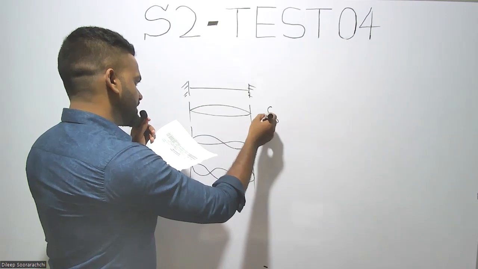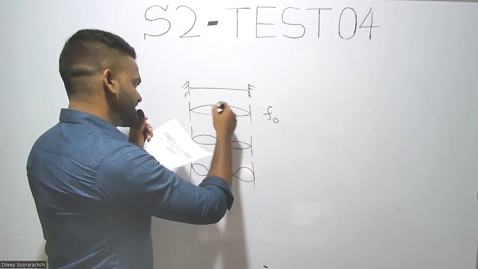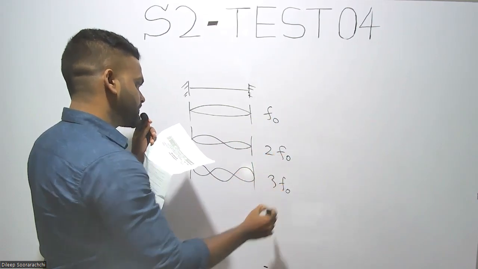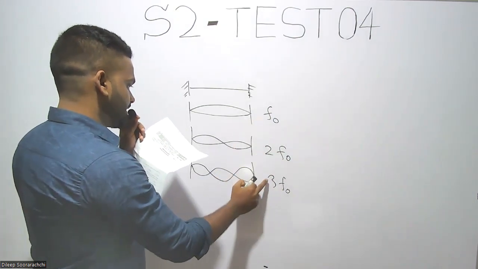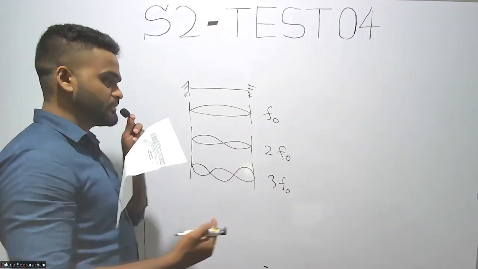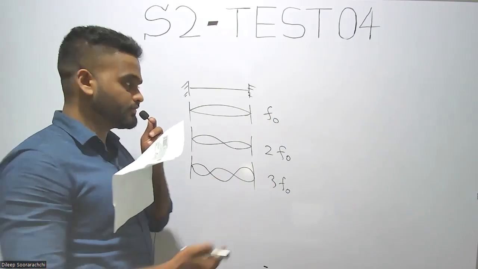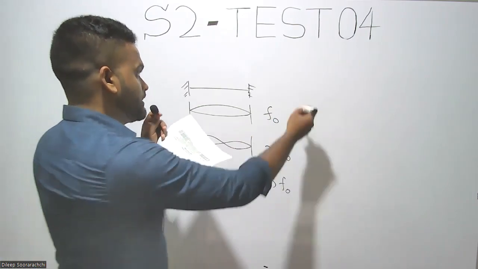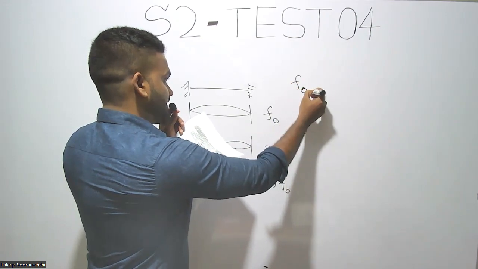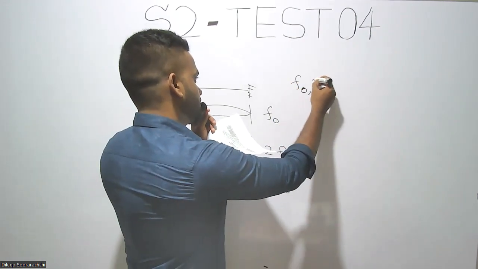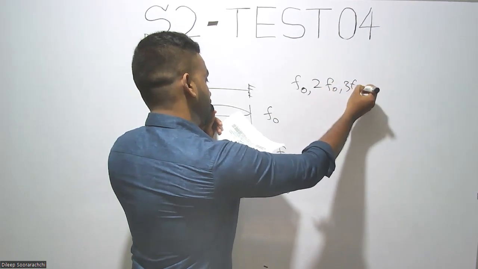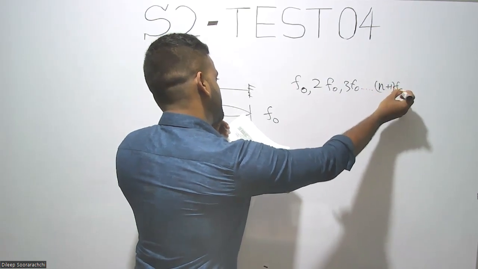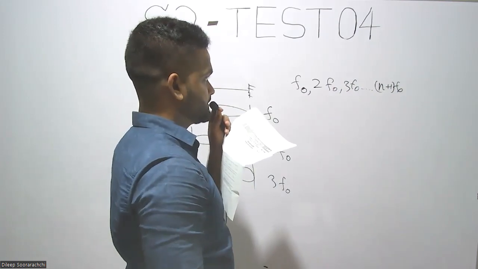You have to remember this. If this has the fundamental frequency f naught, this has 2f naught and this has 3f naught. So these are the first, second and third harmonics. Harmonics mean the full integer multiples of the fundamental, and we can keep going like that. So the frequency order should be f naught, 2f naught, 3f naught, 4f naught, likewise n times f naught.